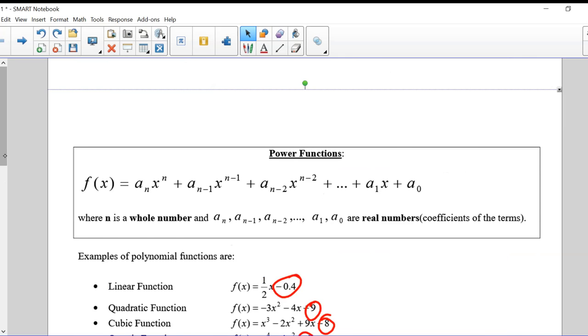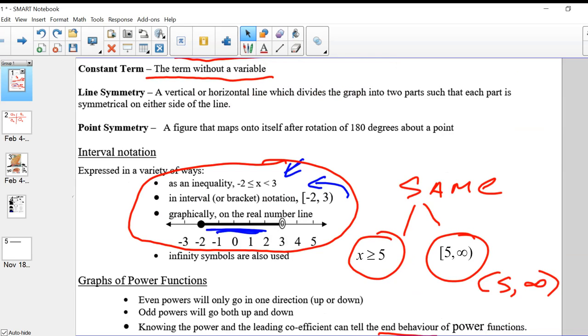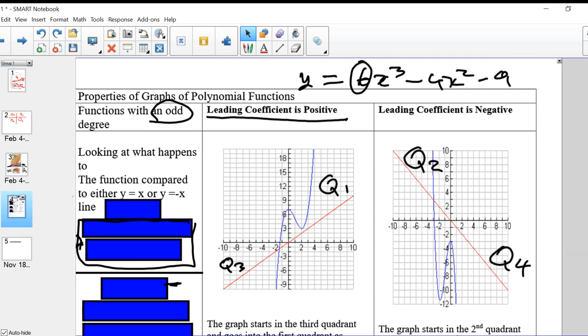So that's what even powers do. Whereas for odd powers, they go in both directions, up and down. So what does that mean? Such as the ones here. One side is down, one side is up. One side is up, one side is down. So they point in both directions, is what we're saying for the odd number ones. So the odd degree functions: one points up, one points down.